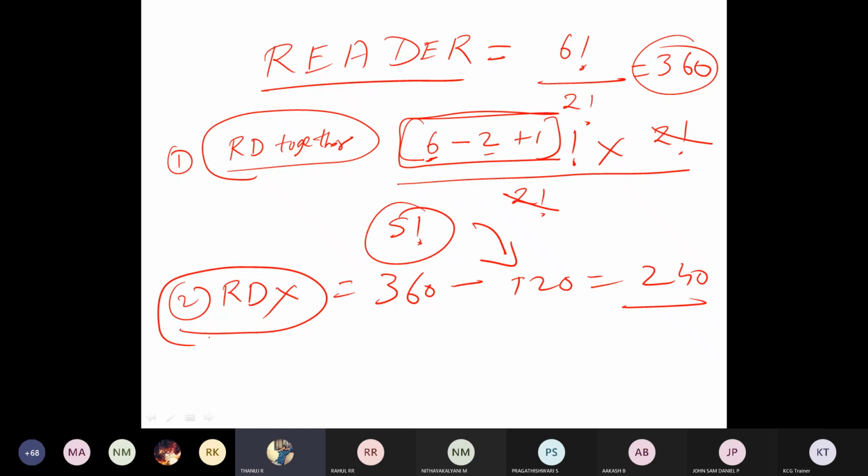Sir, why did you divide it by 2 factorial, sir? Because there is a repetition of 2 E's. Whenever letters are repeating, for example, if there are 2 A's repeating and 3 N's repeating, then put 2 factorial, 3 factorial for repetition.